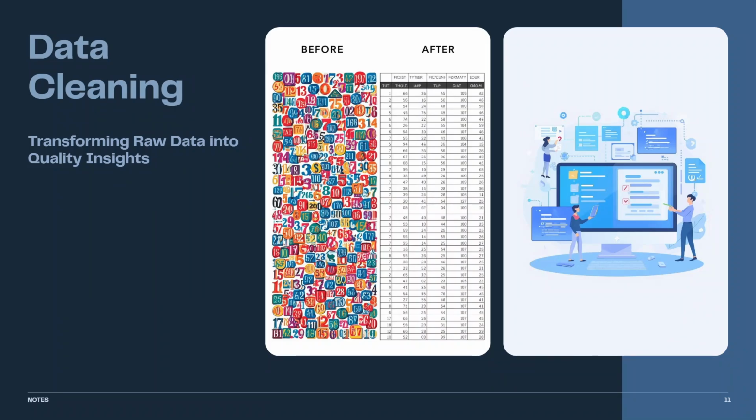Now comes the critical step, cleaning and transforming data. Raw data is like unrefined oil. Without cleaning, it's useless for machine learning.